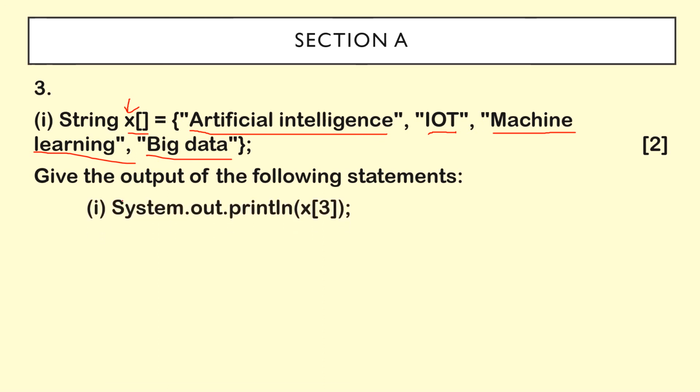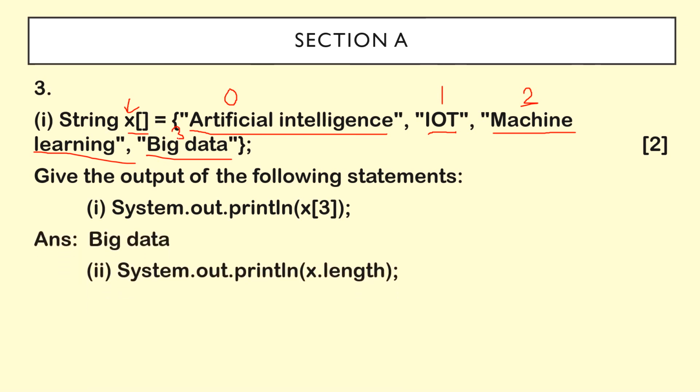Number 1, system.out.println is x of 3. So generally the numbering of an array always starts from 0. So which one is the number 3? So 0, 1, 2 and 3. So here we have the answer as big data.